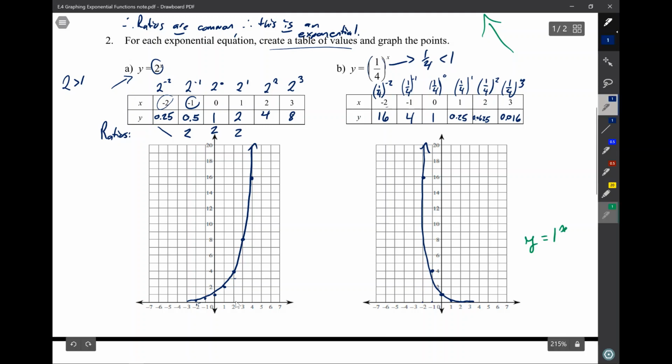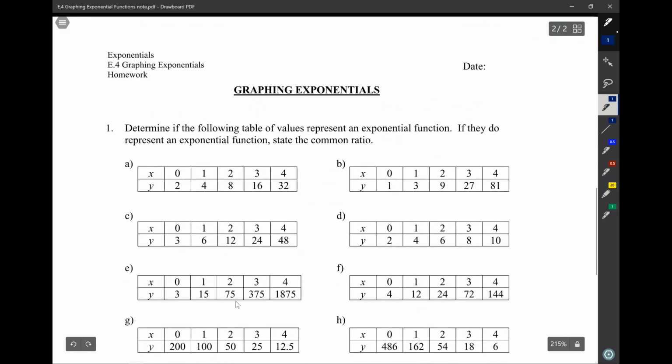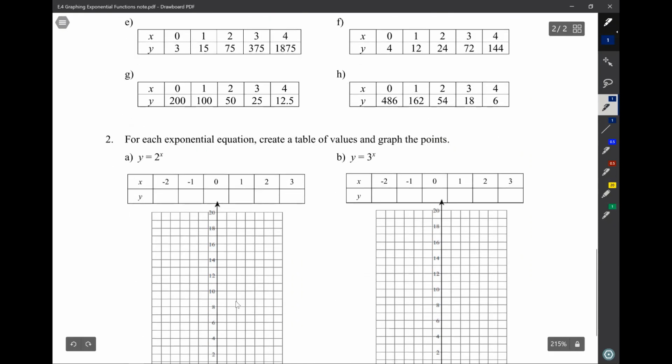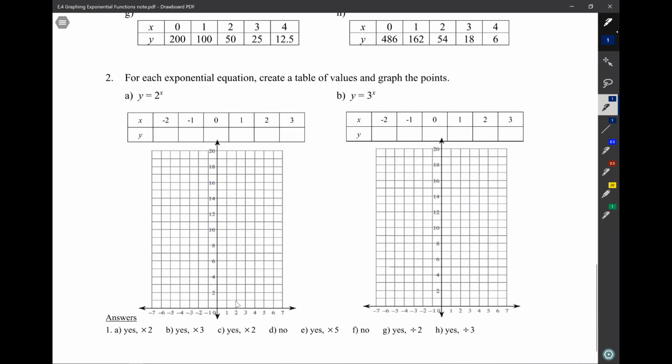So for homework, you should be able to work through all of the questions on the following page. The answers are at the bottom.